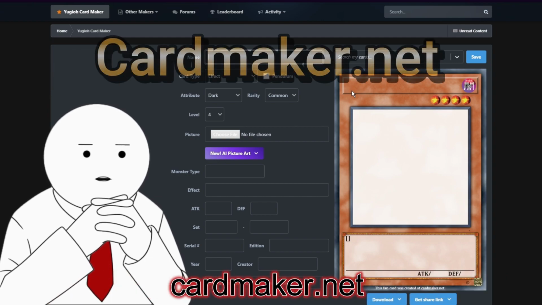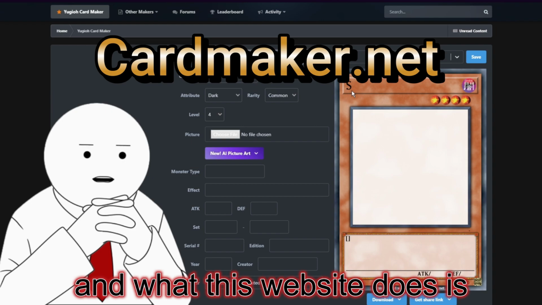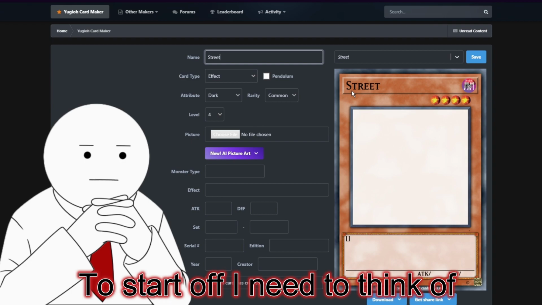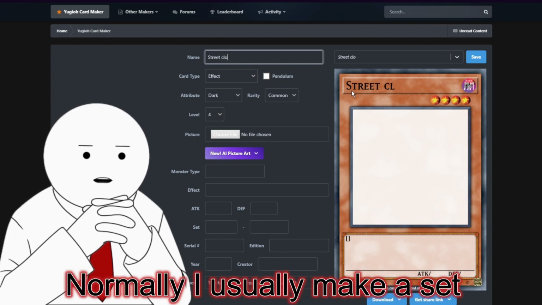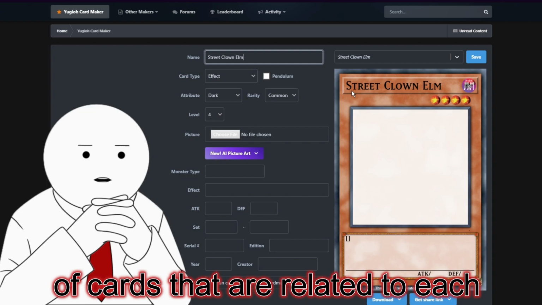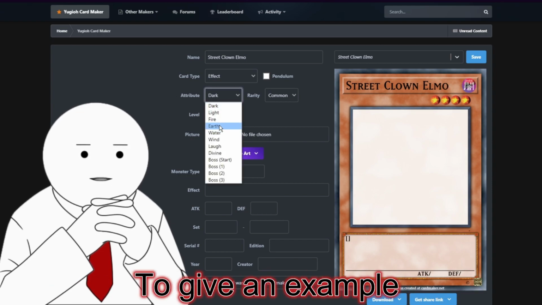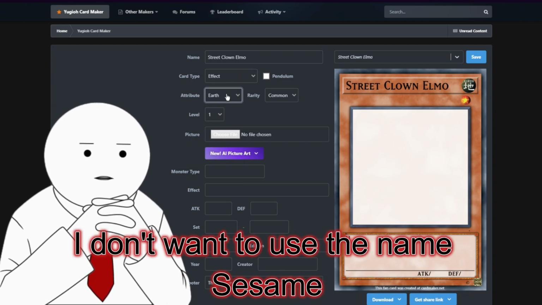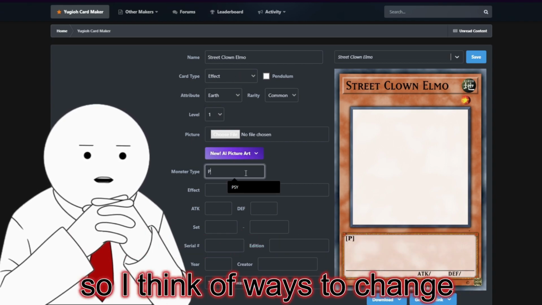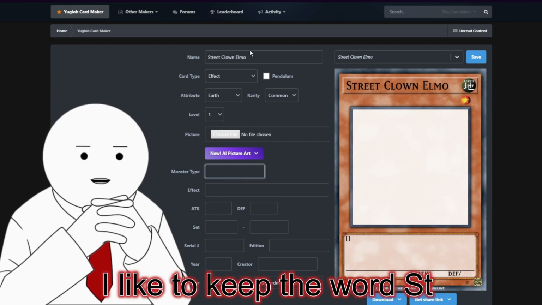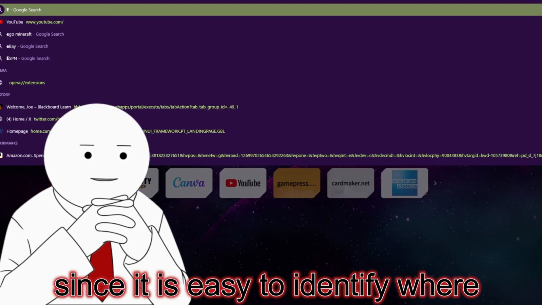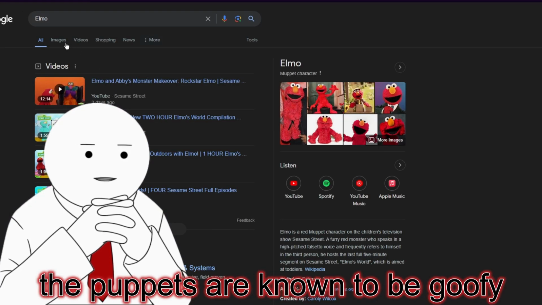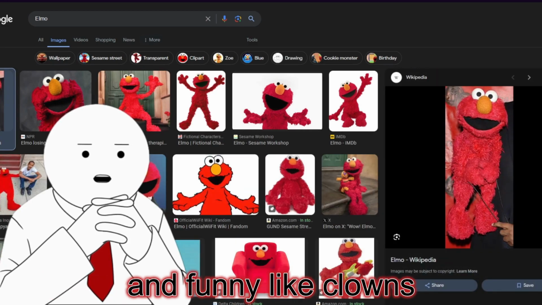The website I'm using is cardmaker.net, and what this website does is give me an outline on how to make a Yu-Gi-Oh card. To start off, I need to think of a name for the card. Normally, I usually make a set of cards that are related to each other. To give an example, let's say I use Sesame Street as my reference. I don't want to use the name Sesame Street in my card, so I think of ways to change it. I like to keep the word street since it is easy to identify where I got my idea, and then I added clowns since the puppets are known to be goofy and funny like clowns.